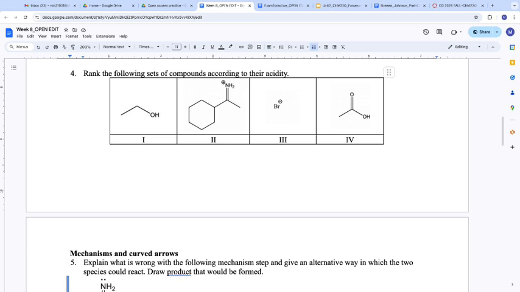Okay. So rank. What's the strongest acid? What's the weakest acid? If you did some nomenclature, you might have a pretty solid guess for 1 right away. Anybody know what 4 is?